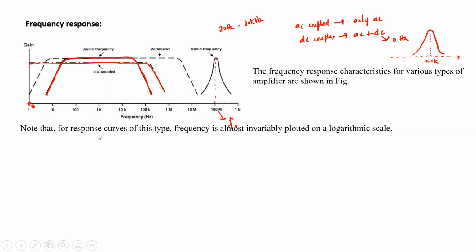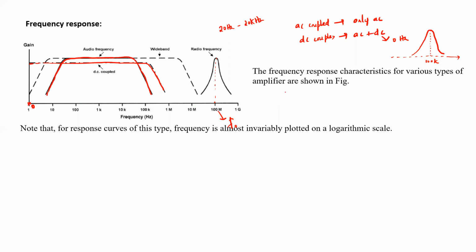Note that for response curves of this type, frequency is almost invariably plotted on a logarithmic scale. I told you logarithm. This is a logarithmic scale. So 0 gain is 1. Logarithm of 1 to the base 10 is 0. Why do we have to go for a logarithmic scale for all this frequency response? Why can we not just plot the gain? Gain means what?